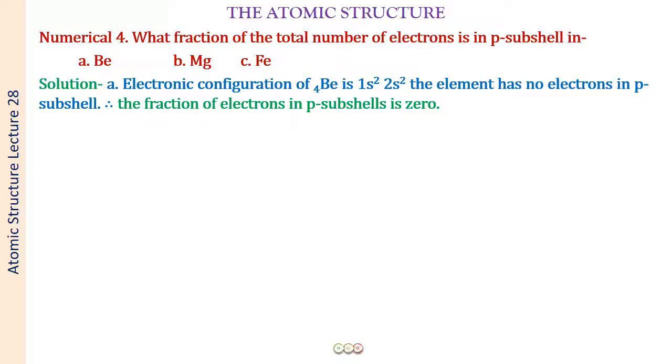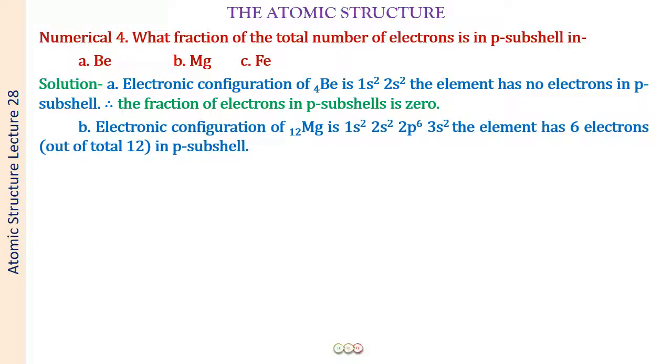So first of all, for the A part, the electronic configuration of beryllium with atomic number 4 is going to be 1s2, 2s2. And this element has no electrons in the p subshell, as you can see from the electronic configuration. So the fraction of electrons in the p subshell is 0.